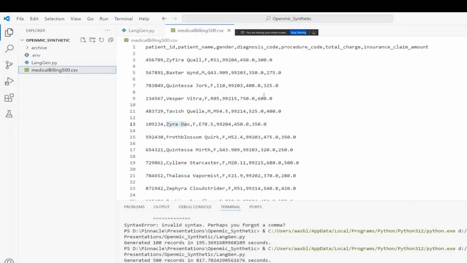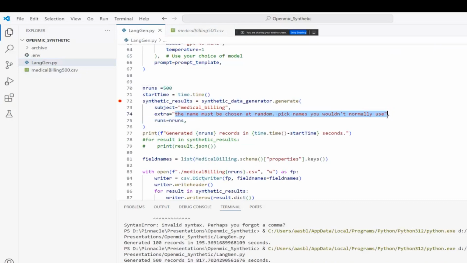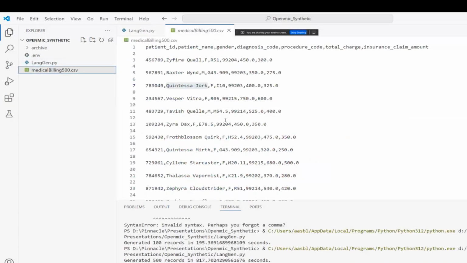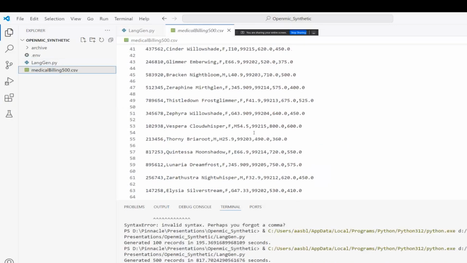But if we take a look at the data I generated, this is it. The names are really funny. Quintessa George, but that's probably because I told it to pick names it normally wouldn't use. Going back to the situation where I had a bunch of data with English names, this could be a way of supplementing your data and providing names that are non-traditional, but preventing that bias from entering your model as well.